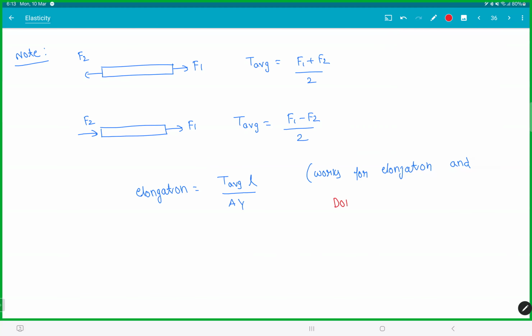That is a disclaimer. You have to be careful. Don't use it for that. It doesn't work for energy. You have to integrate. So mostly at a Mains or BITS level, they'll ask you for elongation. Saves you a lot of time.